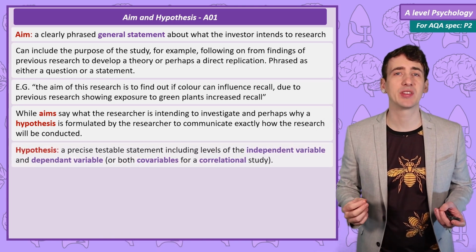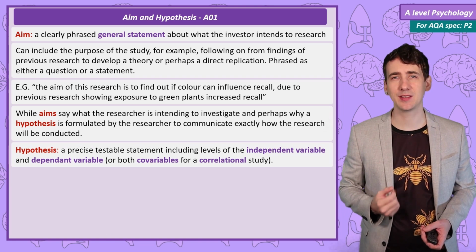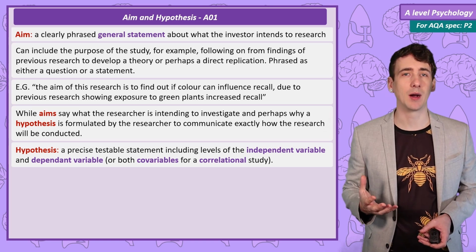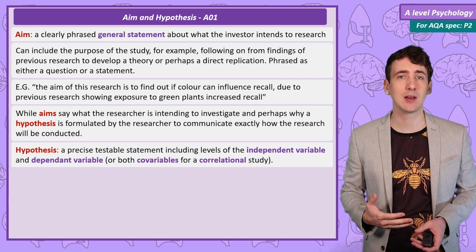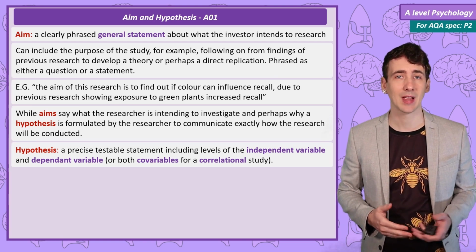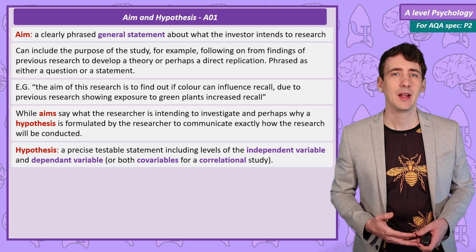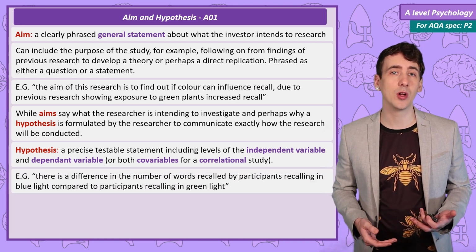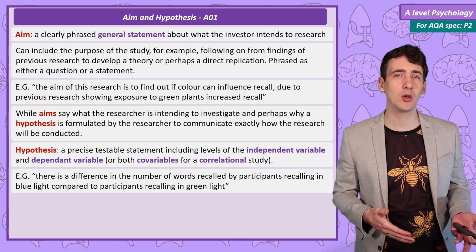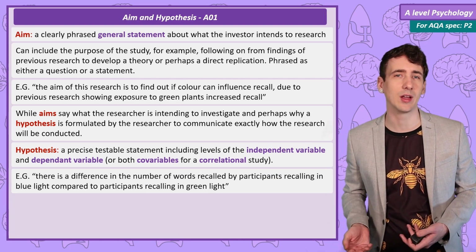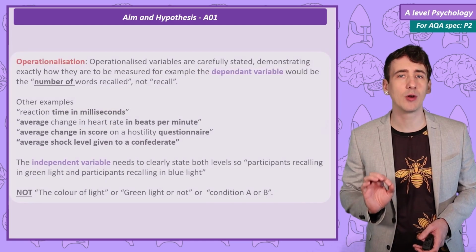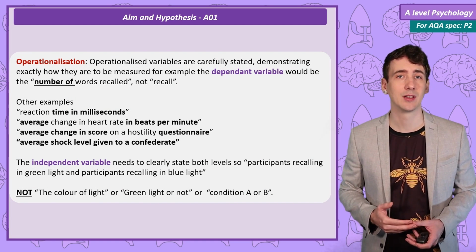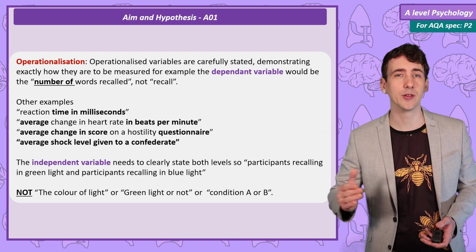A hypothesis is a precise statement that importantly can be tested. This means I need to state how the parts of the study interact. So in an experiment, I would state in my hypothesis exactly what the levels of independent variables are and what the dependent variable is. In this example, let's say my hypothesis is there is a difference in the number of words recalled by participants recalling in blue light compared to participants recalling in green light. I would also need to be careful to operationalize my variables, meaning I state them in a way which shows how they're measured. So instead of recall, the number of words recalled.